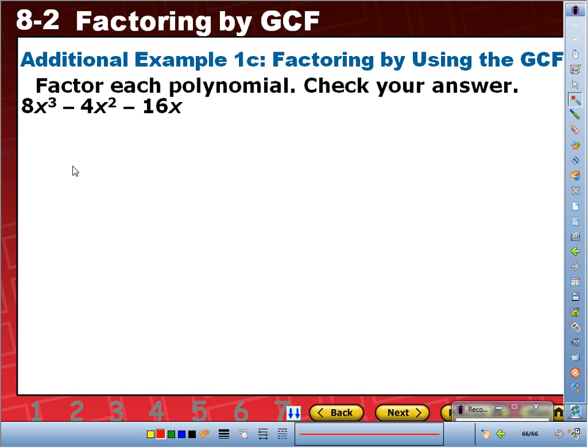4 is correct. Now, why didn't I say negative? Because all three of them need to have the same thing. If this had a negative, then I would have said what? Negative 4. But since only these two have negative, then I don't say negative 4. No, they all need to have the same one. All of them have to have the same sign.